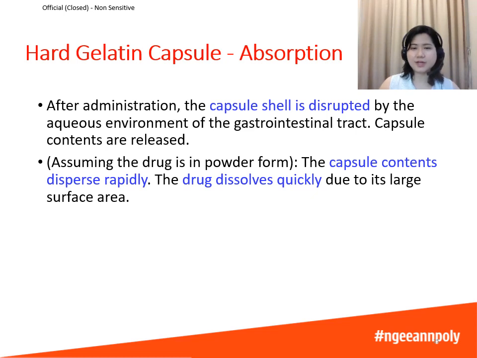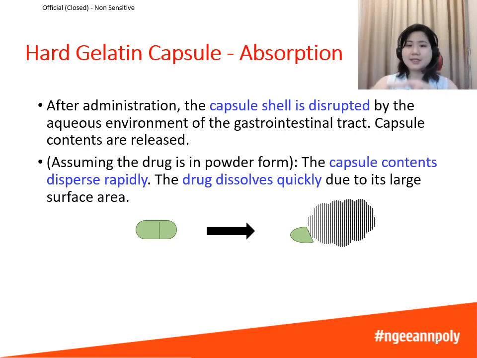How does the rate of drug absorption from a capsule compare to drug absorption from a tablet? Let's see what happens in a capsule. When a capsule reaches the stomach, the capsule shell is disrupted by the water in the stomach contents. This releases the contents of the capsule.